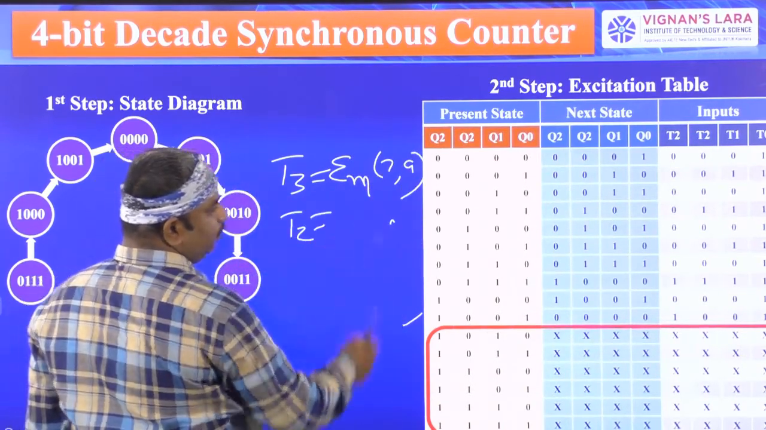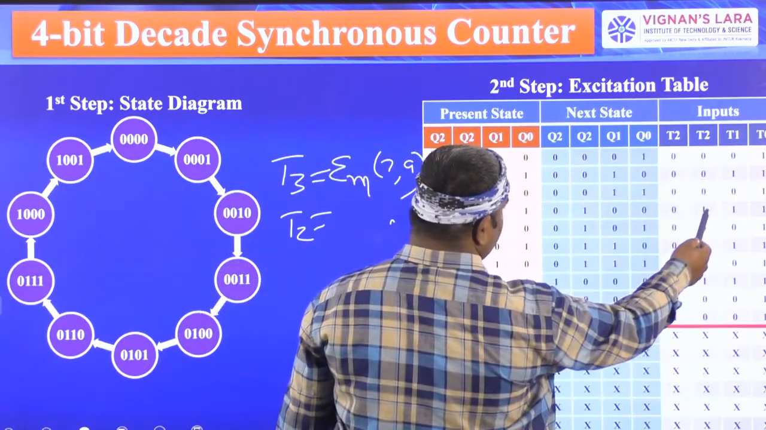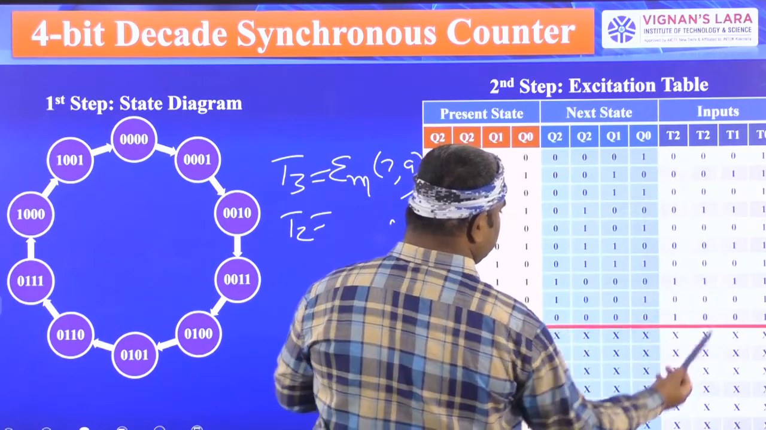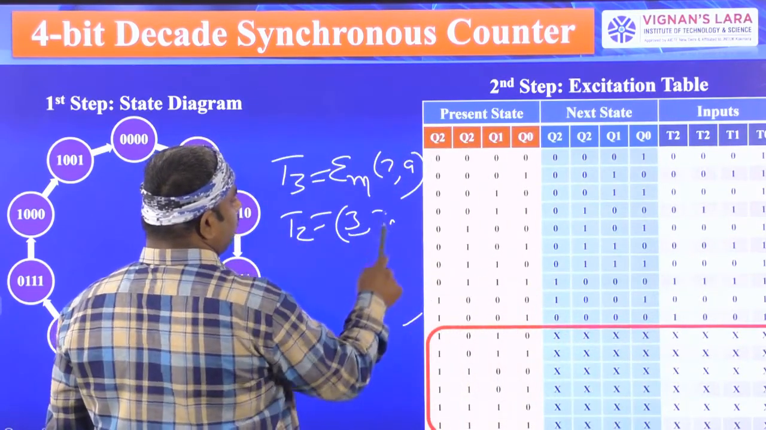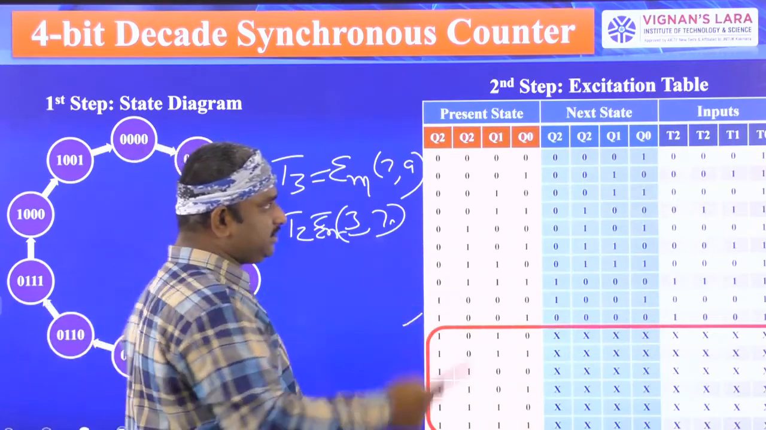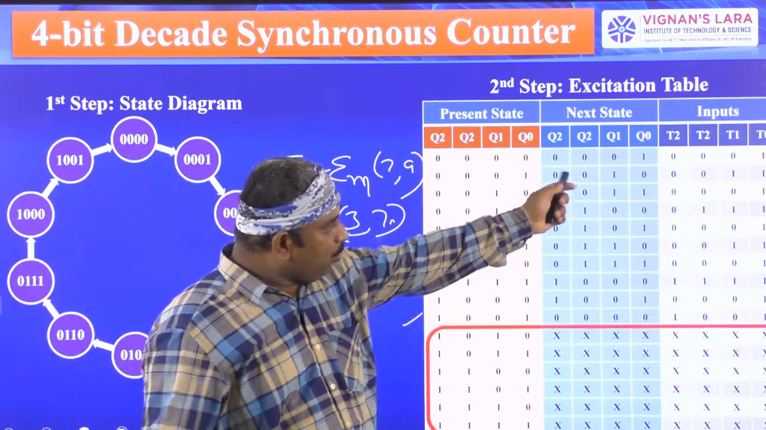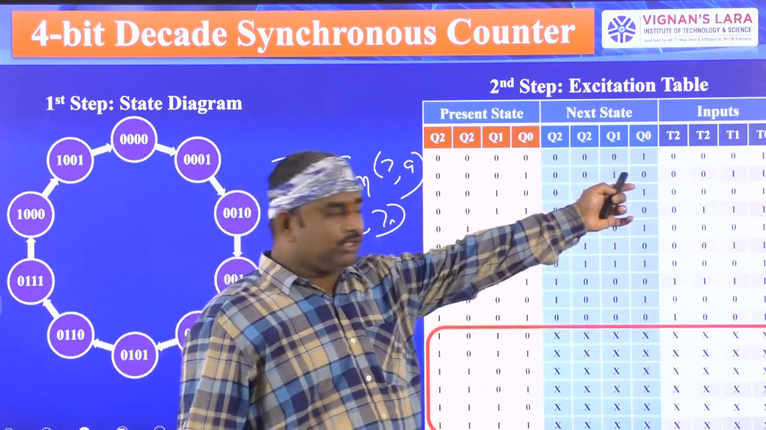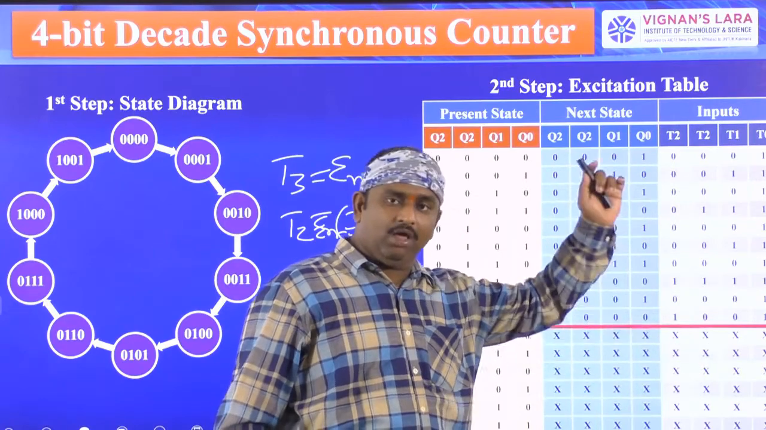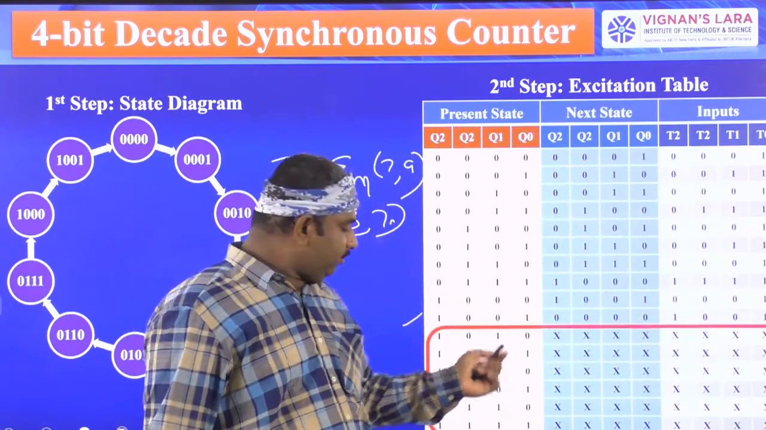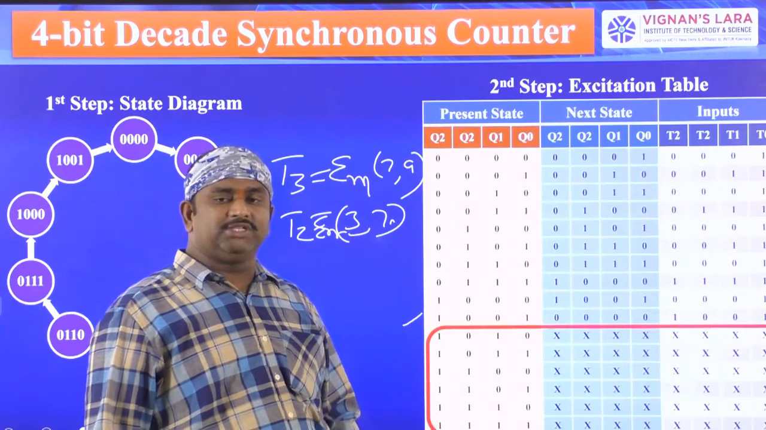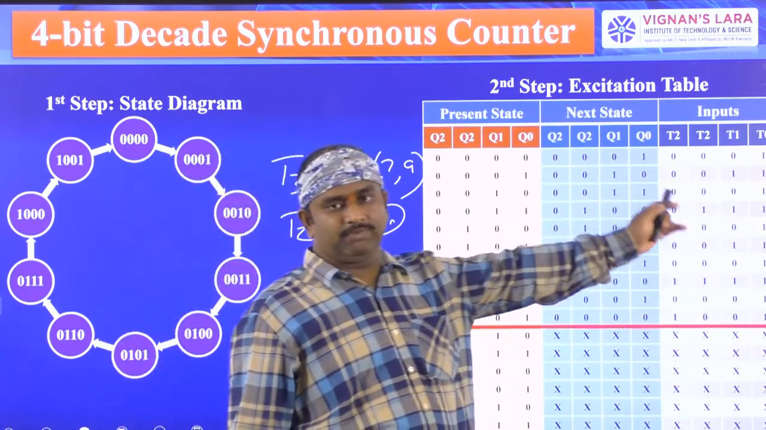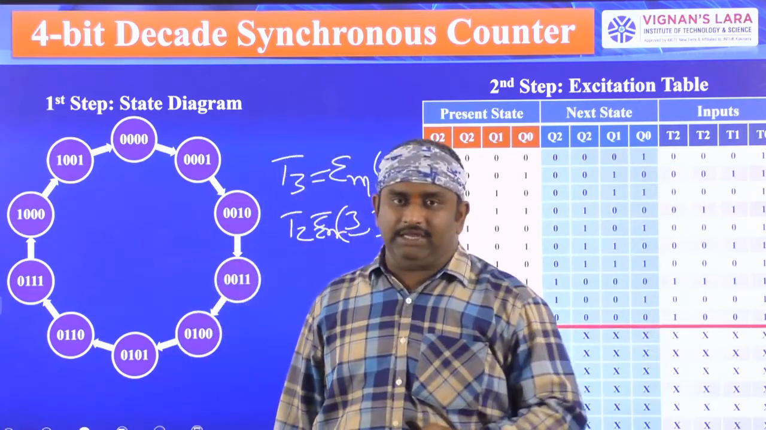Next, T2 is equal to 3, 7, that is, sigma small m of 3, 7. In the same way, T1 you have to write down 1, 3, 5, 7. And T0 is equal to 0, 1, 2, 3, 4, 5, 6, 7, 8, 9, all the combinations occurred. And 10 to 15 you have to take as don't care combinations. So these are the 4 expressions we have to analyze from the excitation table of the decade counter.